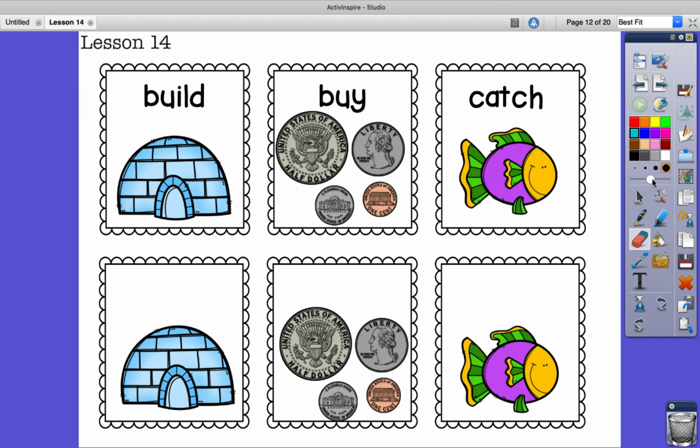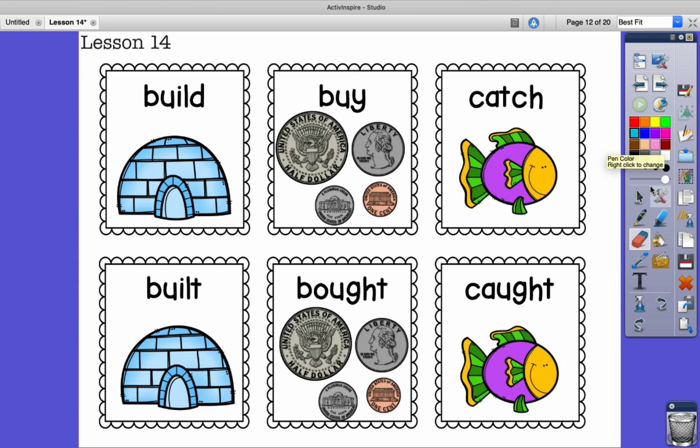Okay, our first example, build changes to built. We get rid of the D and add a T. Buy is the present tense. In the past tense, it changes to bought. Catch changes to caught. So again, this is the present tense. Build changes to built. Buy changes to bought. And catch changes to caught.